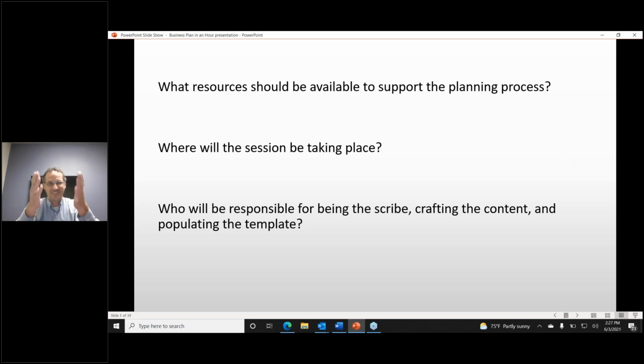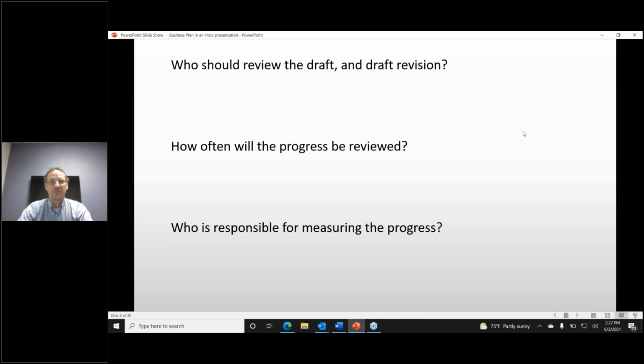Where's the session going to take place? Right now, it's right here. So who will be responsible to be the scribe, crafting the content and populating the template? Well, that's going to be you or someone on your team. Who should review the draft and draft revision? I always tell people you need to surround yourself with strategic partners.